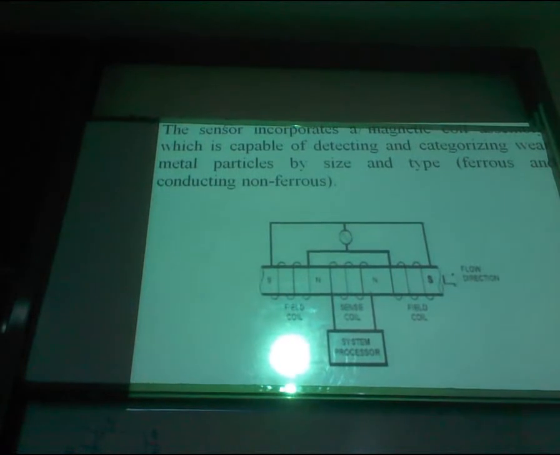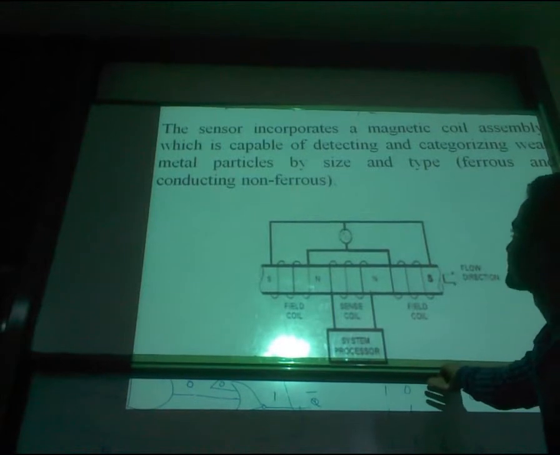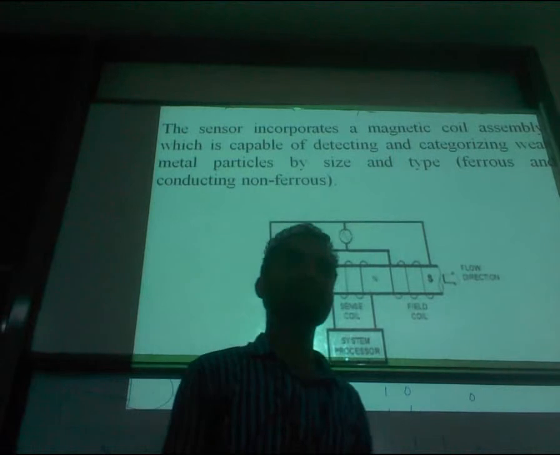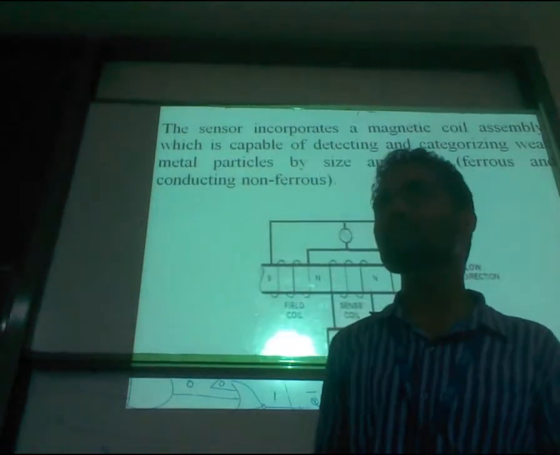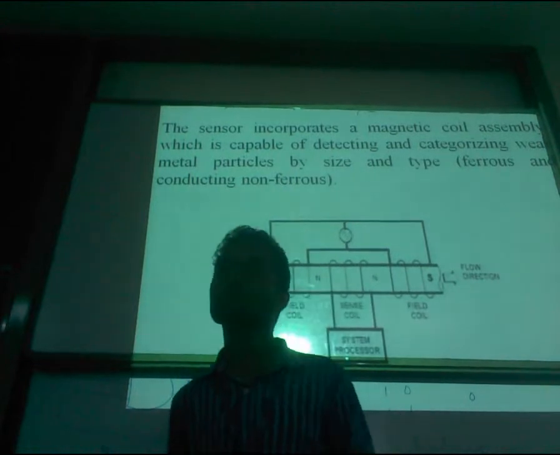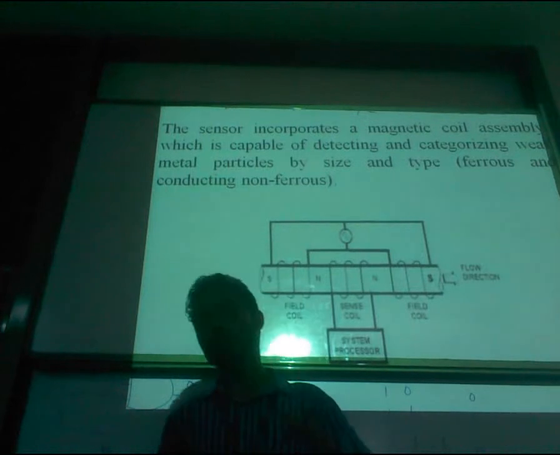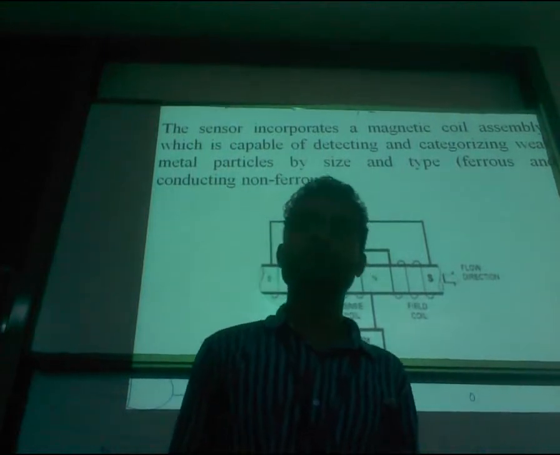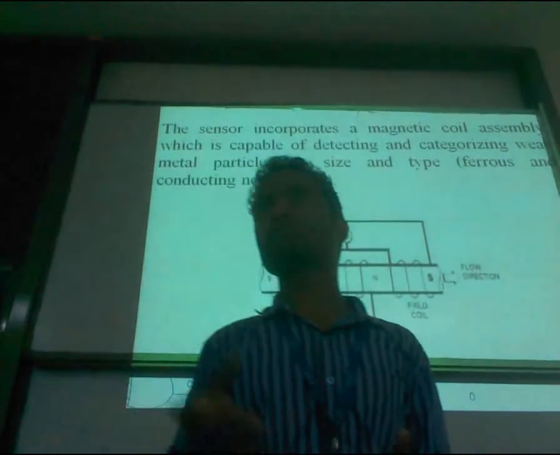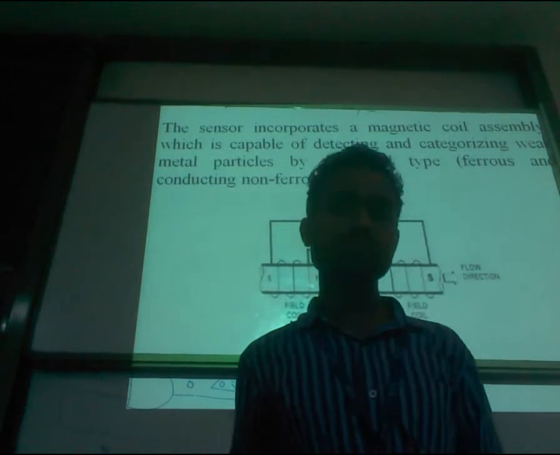The sensor incorporates a magnetic coil assembly which is capable of detecting and categorizing the wear metal particles by size and shape. This kind of sensor is capable of finding the total count of wear debris present inside the oil. Not only does it count the total debris inside the engine, it also counts the size of that debris, the quantity of ferrous material, and the quantity of non-ferrous debris present inside that oil.